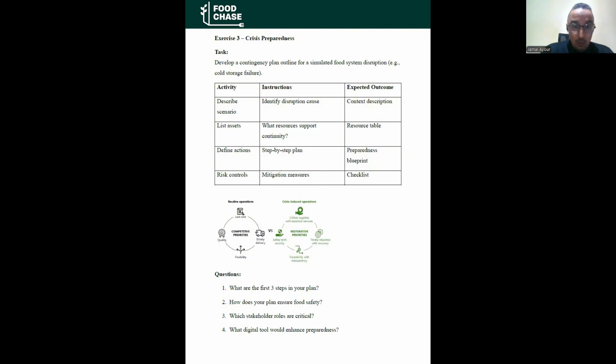The questions are: what are the first three steps in your plan for your chosen product? How does your plan ensure food safety? Which stakeholder roles are critical? And what digital tool would enhance preparedness? For this part of the exercise, we have some solutions, and of course you will choose your tools and your plan, and then apply the activities as explained in the table to answer these questions.